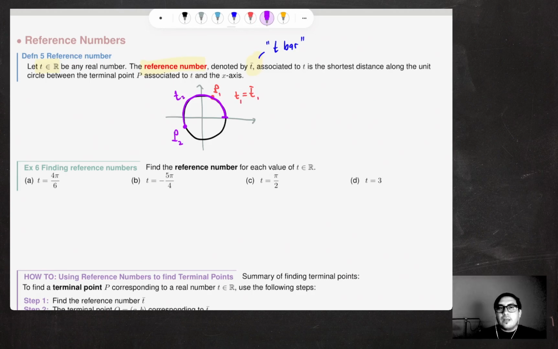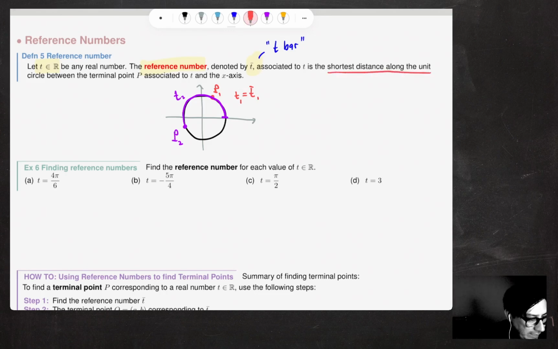Now, here, the t2 is, again, actually quite a long piece, but the reference number is the shortest distance to get to the x-axis, which means, what is t bar? T bar, let's use maybe yellow, is actually this. This is the shortest distance from the terminal point, so I'm going to call it t2 bar.